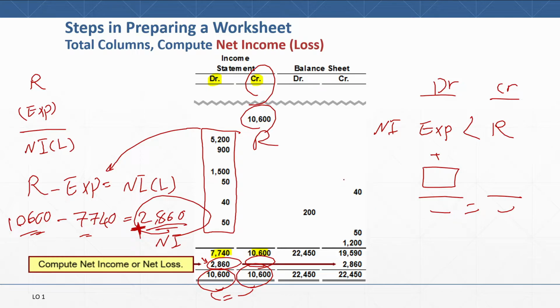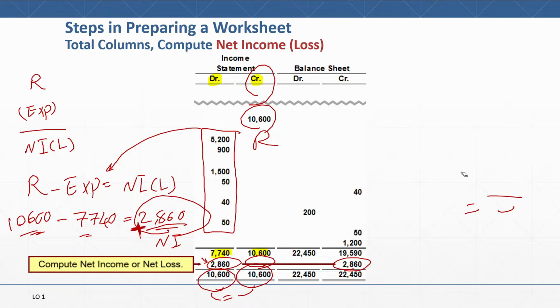It is important to note that as we calculate the difference between debit and credit column, or expense and revenue column, and we put that number to make these two columns match, we also need to put that number under our balance sheet columns. But if we have net income, that difference goes under the credit side of the balance sheet. Okay, it is the opposite of income statement. Again, it is quite intuitive to understand why it is like that.